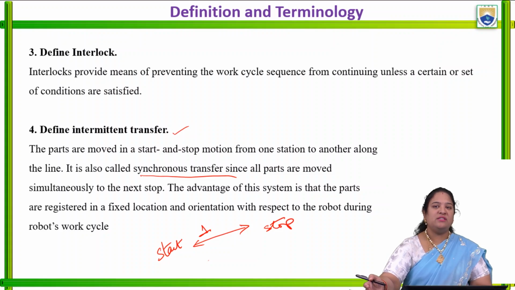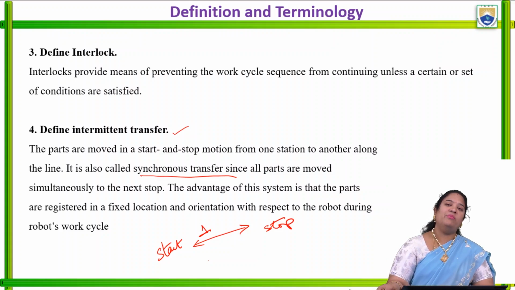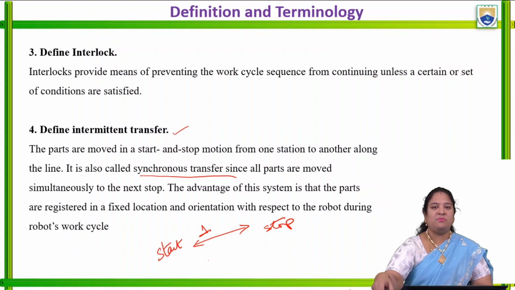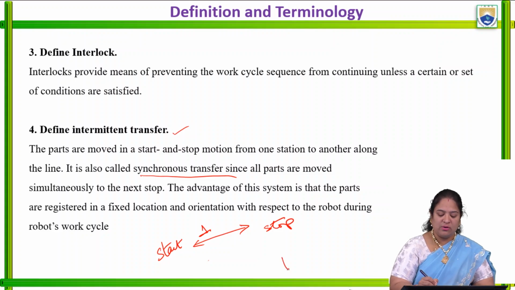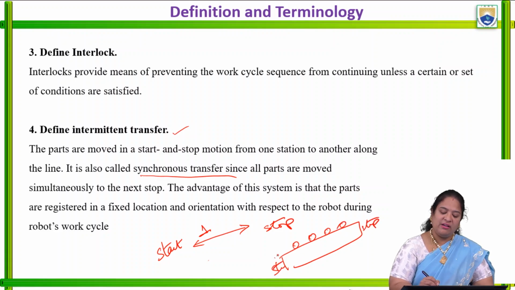The advantage of this system is that the parts are registered in a fixed location and orientation with respect to the robot station. There will be no movement of the robot in the replacement places. It is as we are passing it on a belt conveyor, as we are placing the objects on the belt conveyor from start to the stop, it is traveling with a continuous motion to the stop point simultaneously at a fixed line. That is known as the intermittent transfer.